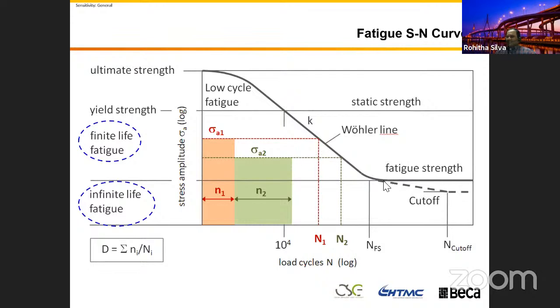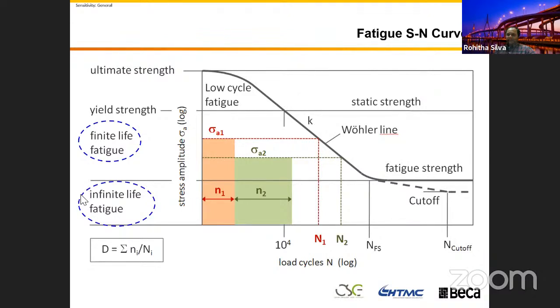You can see at the end of this one, you got a flat curve. The strength won't reduce significantly. That strength is exactly the same. We call that the fatigue strength of the material. And you can see when I extend this line across to the stress line, you can read what is the stress corresponding to that.